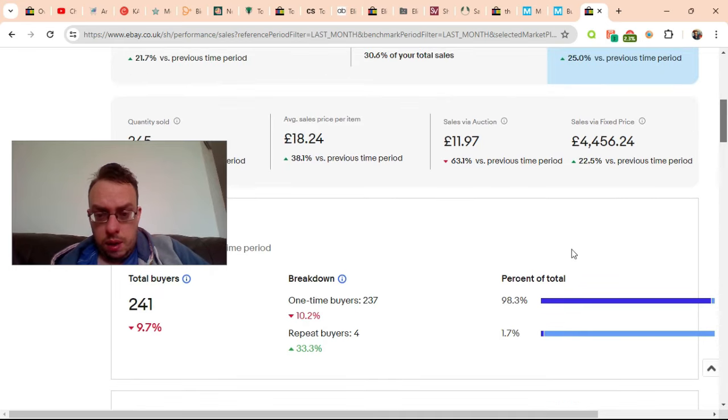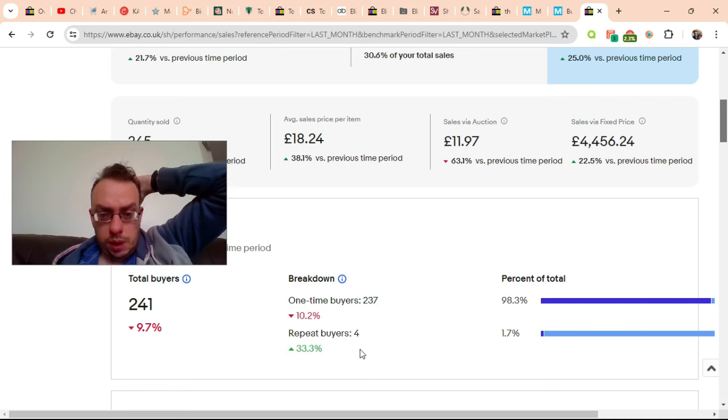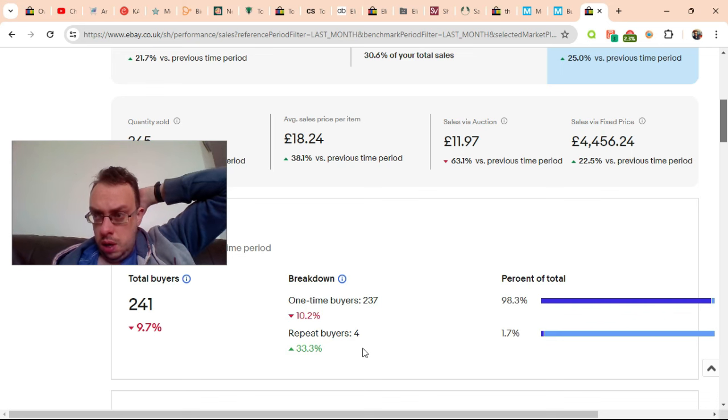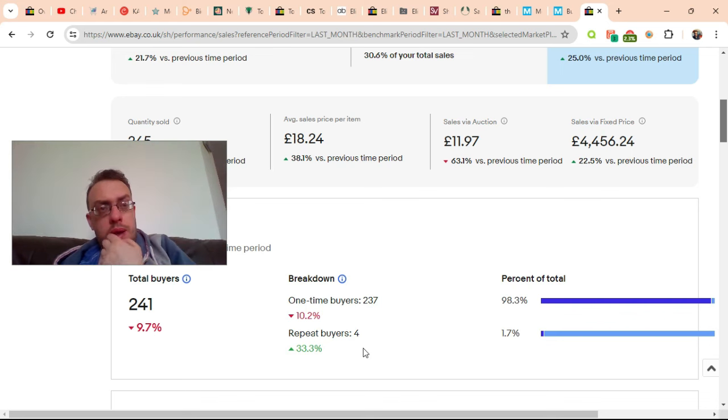But yeah, repeat buyers has increased by a third on the previous month, but it's still a lot lower than I would like. I really want to push that repeat buyers aspect forward. That was an aim I had last month as well, but I just didn't have the time to focus on it. There's a couple of options that I've got here.